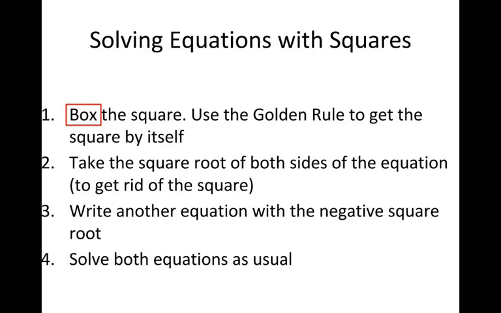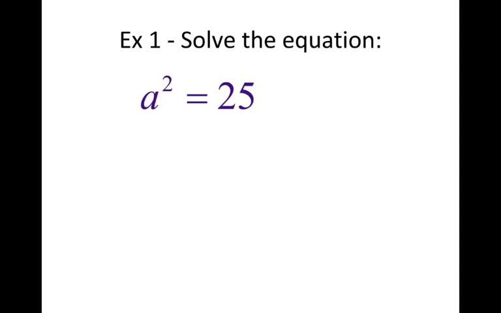In step 3, when we get rid of that square, we're going to be writing two separate equations. We're going to be writing one with the positive square root and one with the negative square root. Once we have those two equations, we solve them like we normally do. This is a pretty basic one. We actually did a problem in the opener that gave us the exact answers to this.